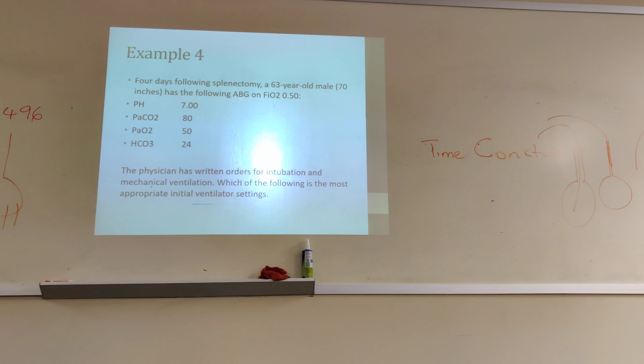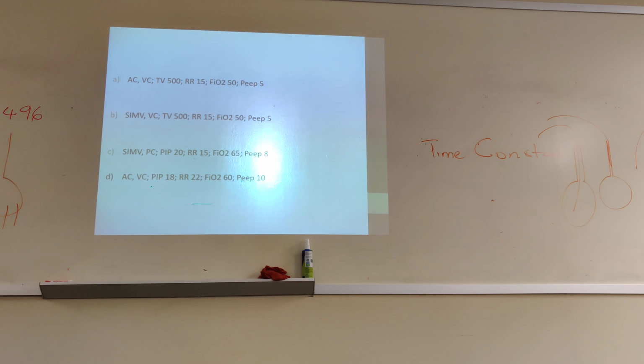So I know that I have to pick a tidal volume in that range, and the patient has to be on 50%. ACVC, tidal volume of 500, that's good, it's in that range. Respiratory rate of 15, that's good, between 10 to 20. FiO2 of 50, that's fine. PEEP of 5, that's fine. But let me keep on looking here. Next one says SIMV-BC, tidal volume 500, that's good. Respiratory rate of 15, that's good. FiO2 50, that's good. PEEP of 5, that's good.